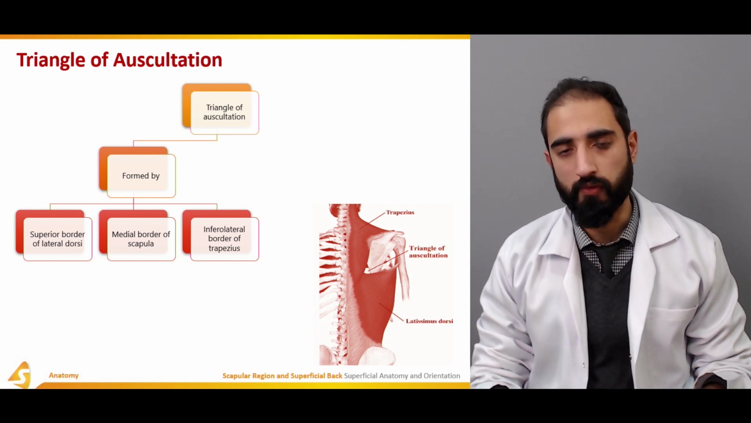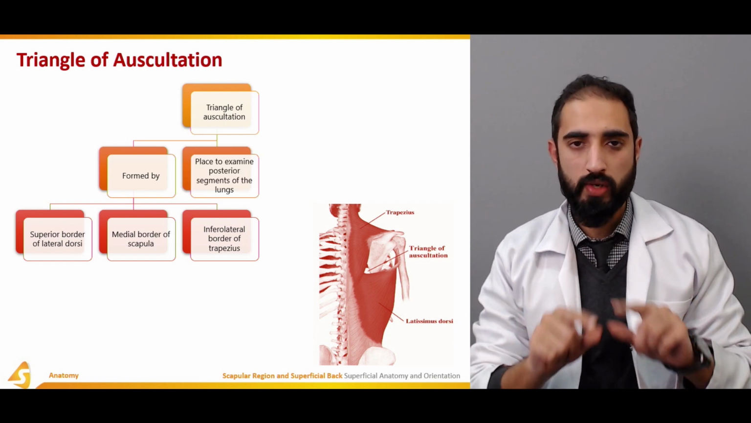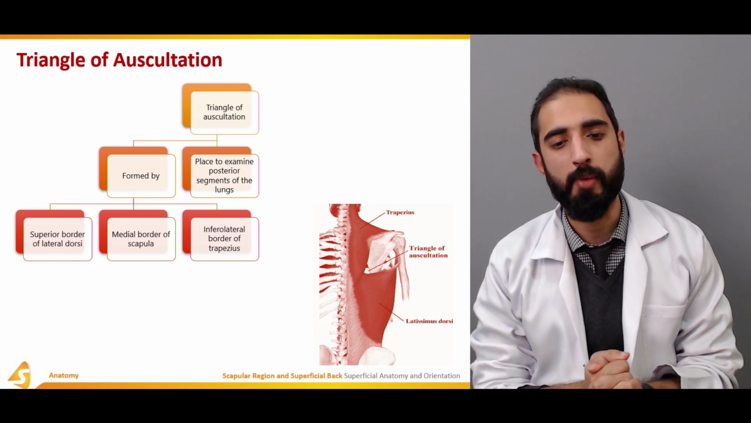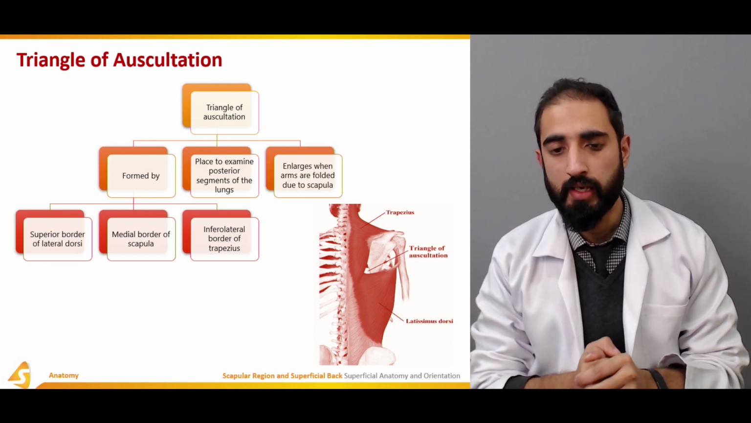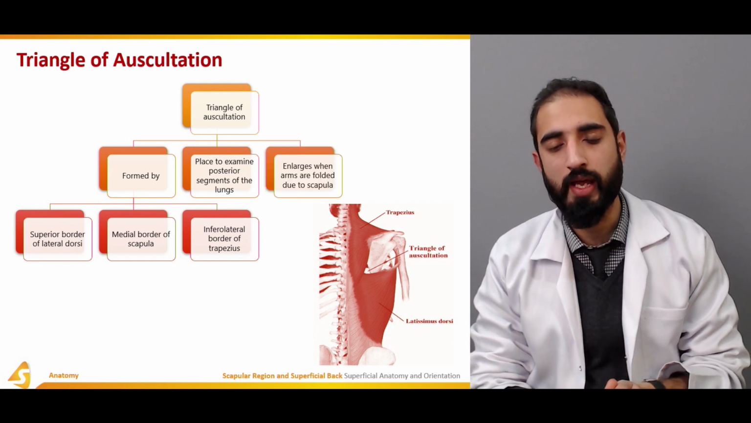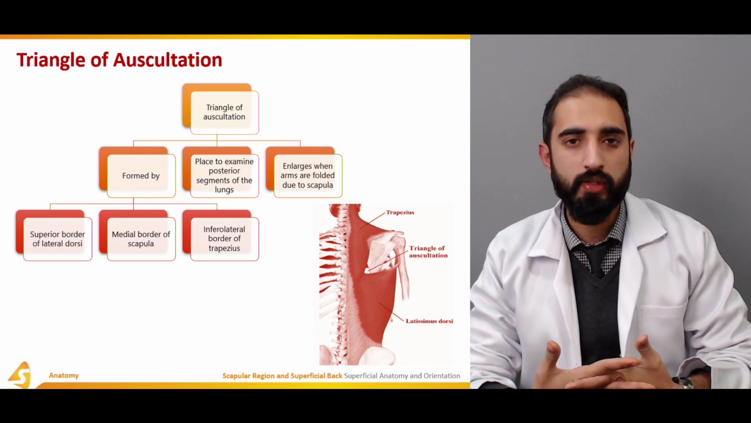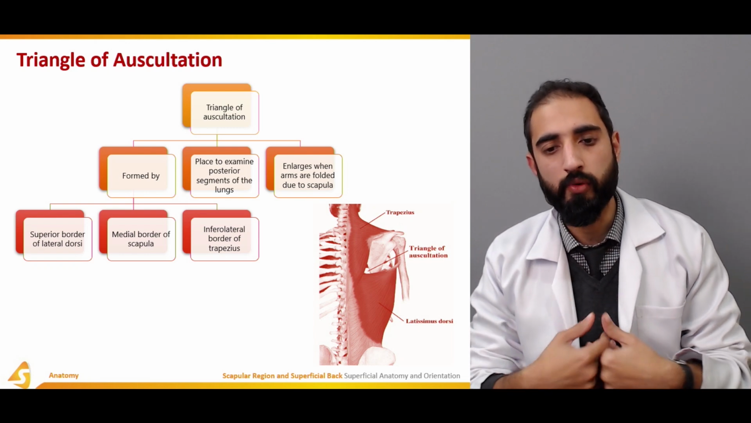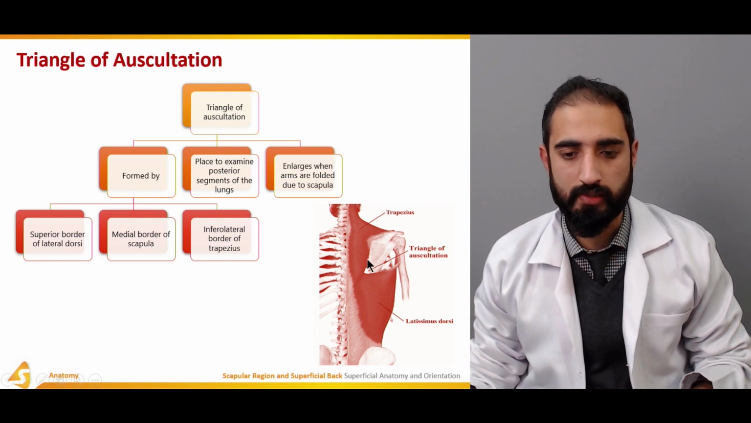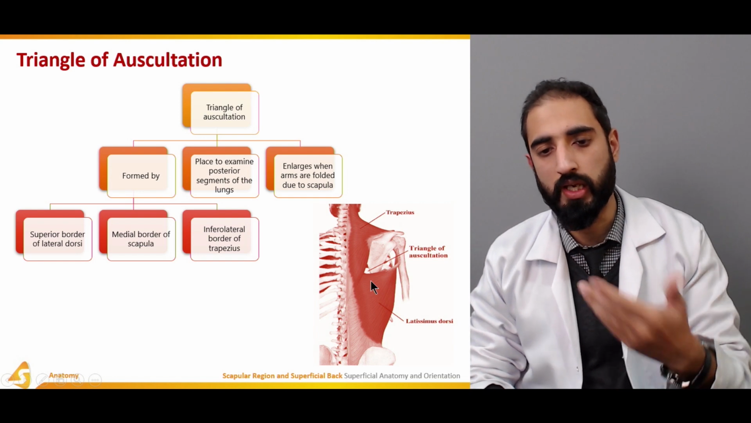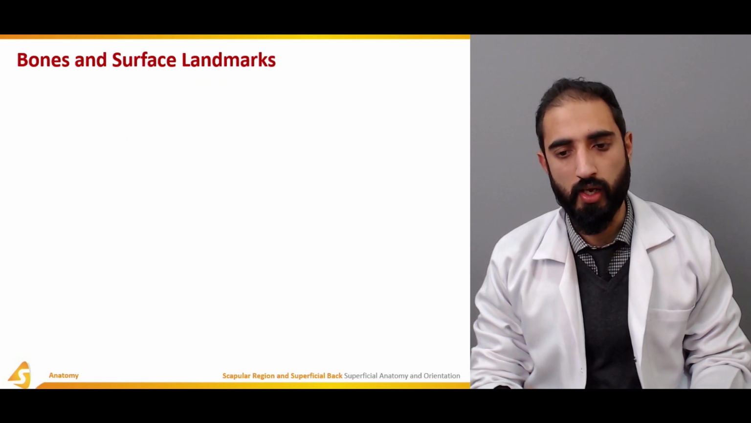Now, what is the clinical significance of this auscultatory triangle? The clinical significance is that it is an area, an opening, which provides a place to examine posterior segments of the lungs via a stethoscope. And if we wish to enlarge this area, then we can enlarge it by asking the patient or the person to fold their arms, which results in scapular protraction. That scapular protraction increases the size of this auscultatory triangle, and it makes it easier for the physician or practitioner to auscultate in the triangle of auscultation.